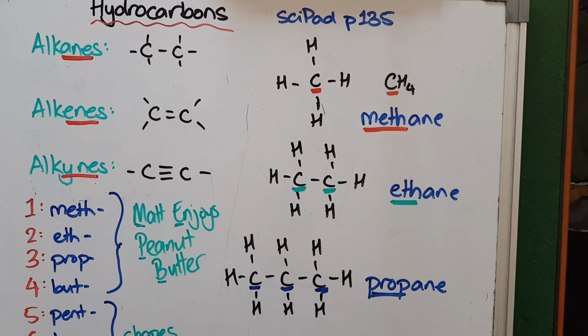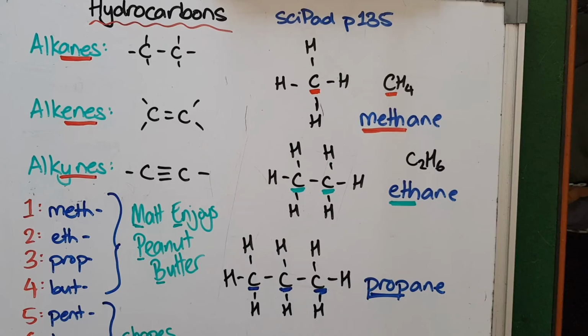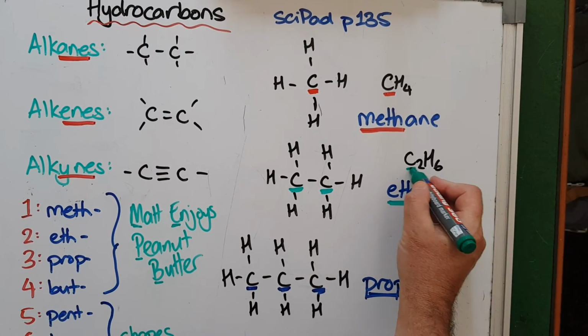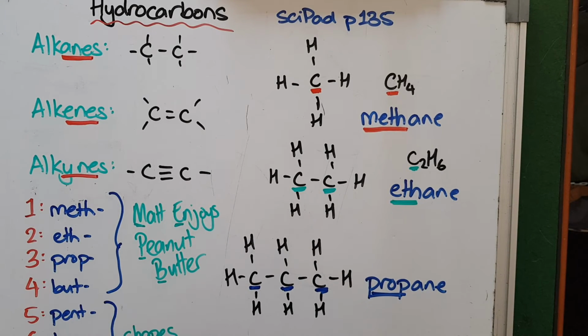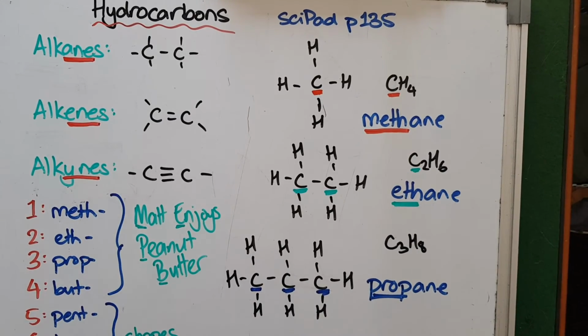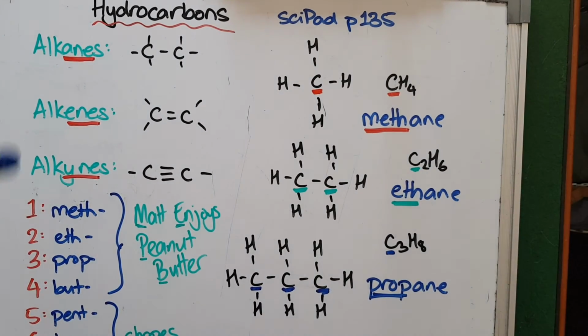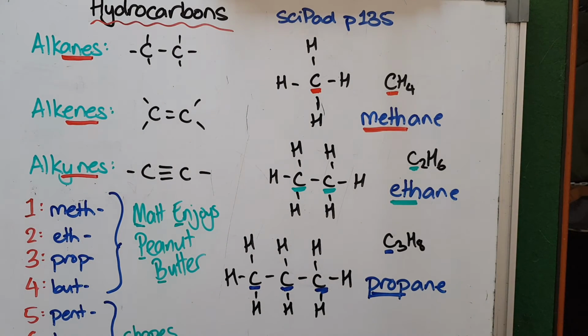The 2 carbon version, so if I summarize these, it's C2H6. You can see that it's got 2 carbons. Starts with eth, so ethane. There are alkenes with 2 carbons, so that would be ethene. There are also alkynes with 2 carbons, that would be ethyne. When we get to 3, so we can see there's 3 there, then we have got the prefix prop, P-R-O-P, propane, propene, propyne.